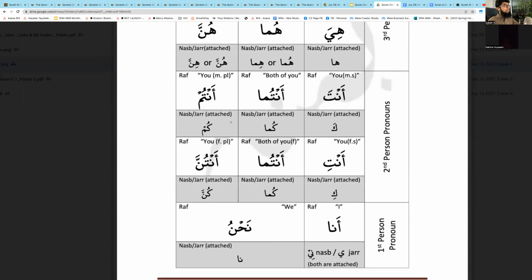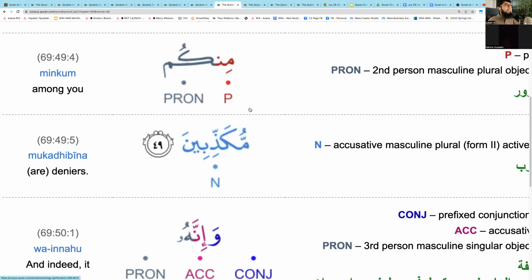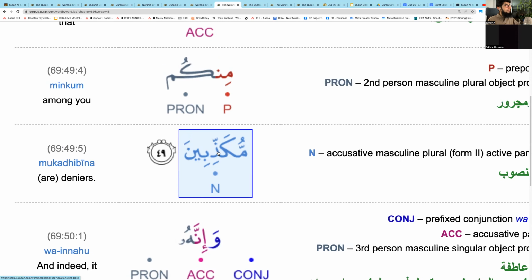It's a plural for second person, you all. So we know that from "you are people who are what?" Mukadhibin. Look at this, same pattern: Munafiqeen, Muslimin, Muttaqeen. It starts with a meem and ends with a waw noon or a ya noon. And then you have a core in the middle, which is kaf, dhal, ba, which is to lie. Kidhb. Mukadhibin, those who lie.